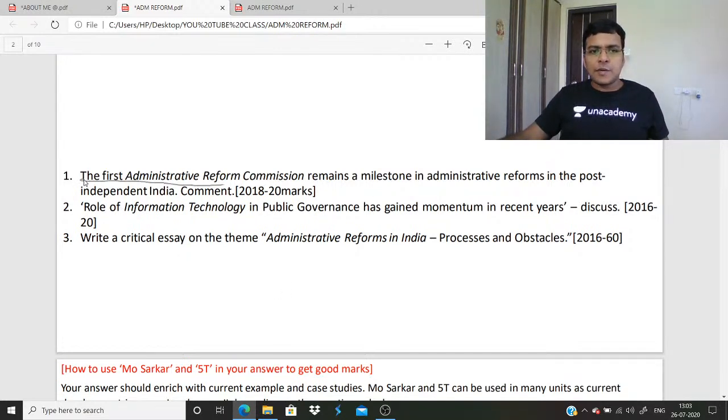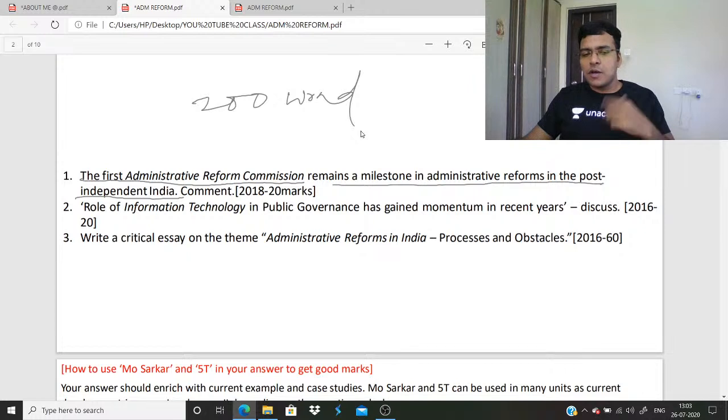The first Administrative Reform Commission remains a milestone in administrative reform in the post-independence era. Listen, it's a 20-mark question, so you will write 200 words. You need to write about how the first ARC remained a milestone in administrative reform in post-independence India. The first ARC was constituted in 1966-67, and in post-independent India, it was the first commission established to bring reform in our administration.